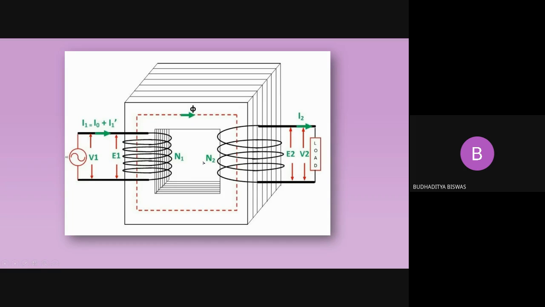N1 and N2 are the number of turns in the primary and the secondary winding, and depending upon N1 and N2, sometimes E1 is more than E2, sometimes E2 is more than E1. If N1 is higher than N2, then E1 is also higher than E2. But if N2 is higher than N1, then E2 will be higher compared to E1. That's why we have two types of transformers: step up transformer and step down transformer. It is a step up transformer when E2 is more than E1, and a step down transformer when E2 is less than E1.